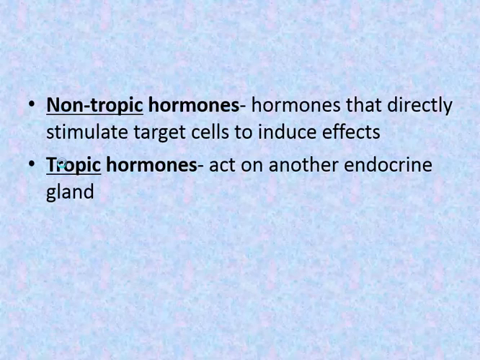So you have non-tropic and tropic hormones. The difference between the non-tropic and tropic hormones is that tropic hormones will act on another endocrine gland. So remember how the hypothalamus acted on the pituitary? And then we also said that the pituitary gland acted on many different endocrine glands. Those would be tropic hormones. And then the non-tropic hormones are ones that directly stimulate cells. So an example would be insulin.